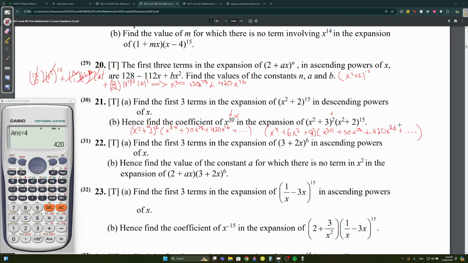I'm going to get 30 because 4 plus 26 is 30. So we're going to expand x to the power of 4 times 420x to the power of 26. So it's going to be 420x to the power of 30. X this times this. Okay, we're done here.